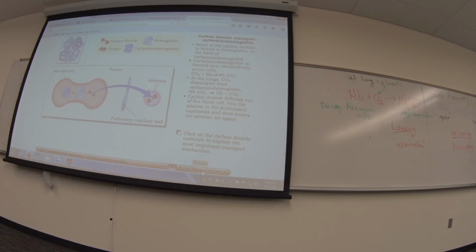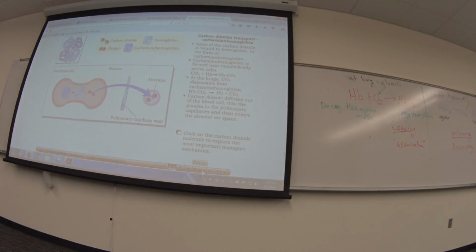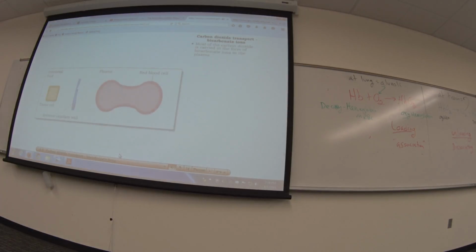The third one is where you're going to hate me. We have to do the third round, which is the predominant way you travel CO2. Here we go. The most important transport mechanism is the longest one. I'm just the messenger. Most of the carbon dioxide is carried in the form of bicarbonate ions in the plasma. The carbon dioxide in the plasma diffuses into the red blood cell. There it undergoes a chemical reaction catalyzed by the enzyme carbonic anhydrase and is rapidly converted to bicarbonate ions. As levels of carbon dioxide increase, the production of bicarbonate ions increases.